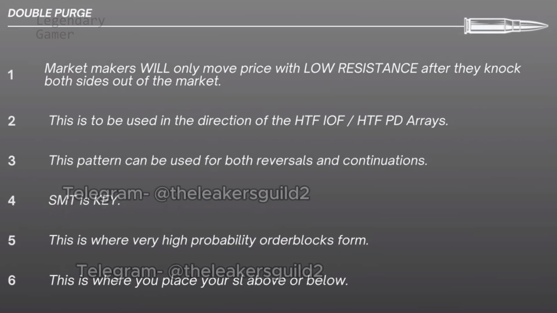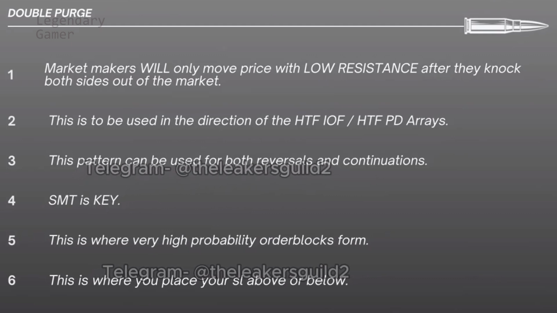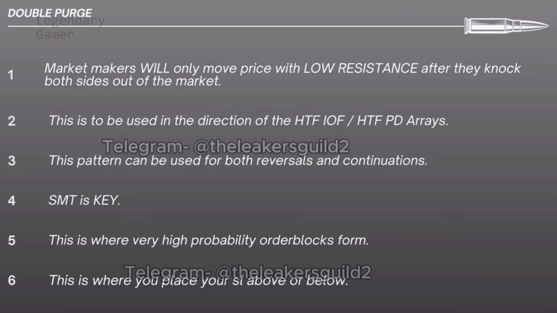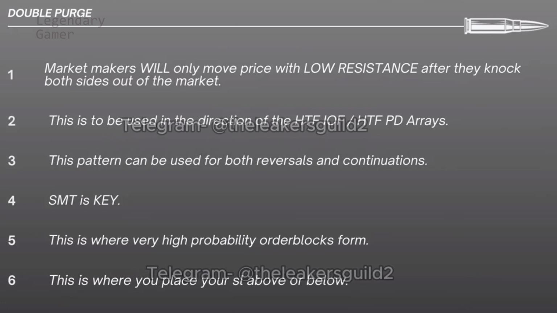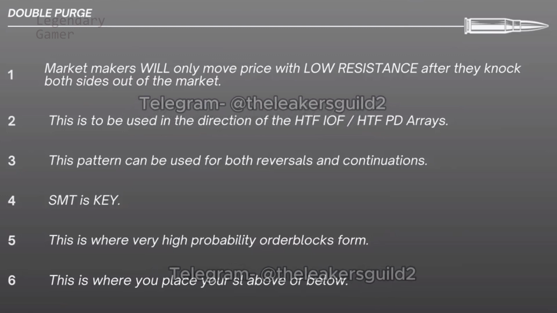Those market makers will only move price with low resistance after they knock out both sides of the market. Now we want to use this in the direction of the higher time frame institutional order flow and higher time frame PD arrays. And this pattern can be used for both reversal and continuations.